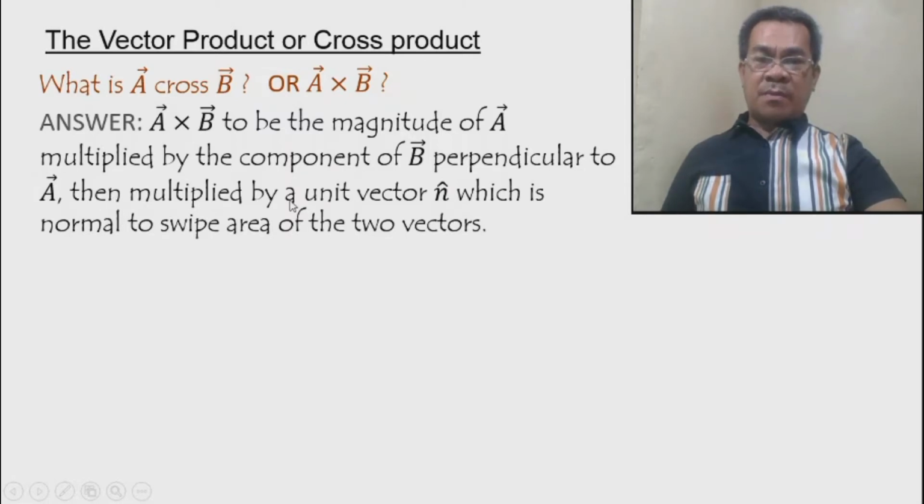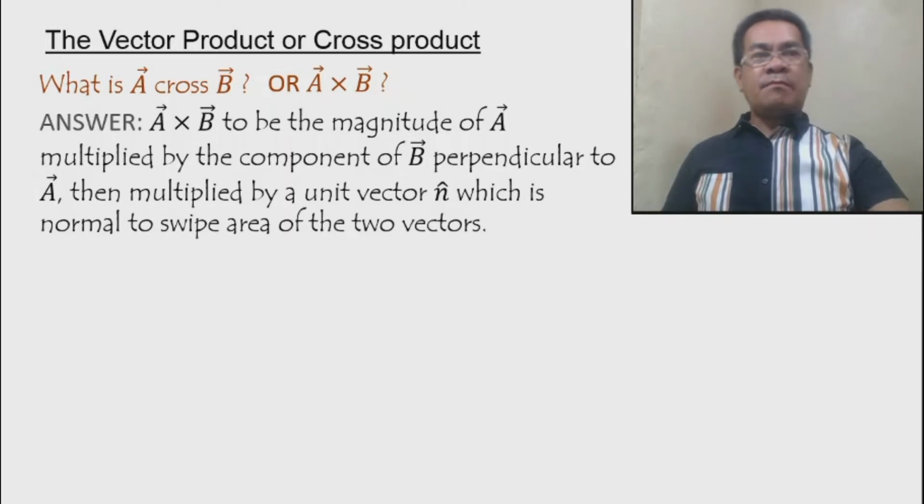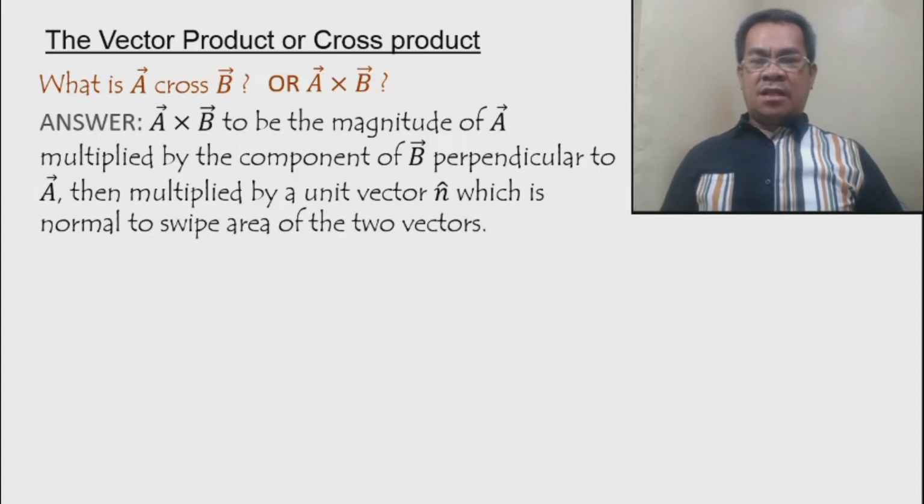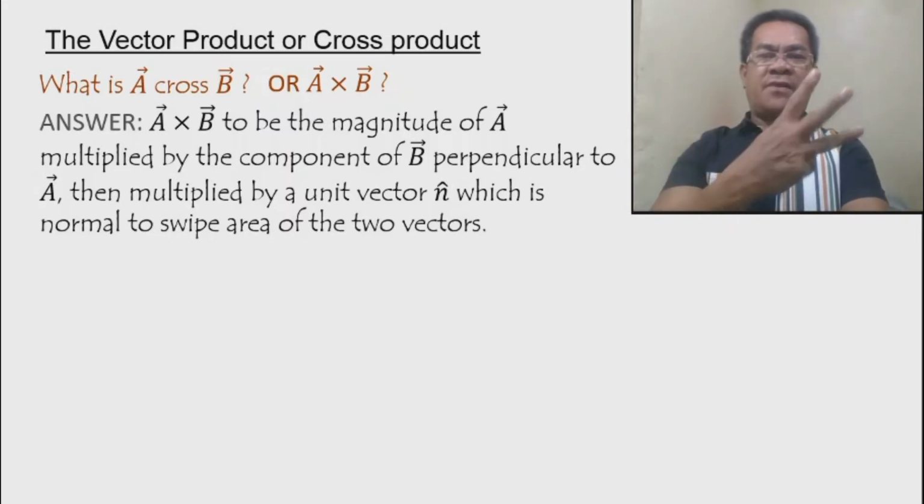Now, since this is a vector, we still have one factor to multiply. You have to multiply it by the unit vector n hat. n hat means the unit vector normal to the swipe area. This is the normal to the swipe area of the two vectors, because in this case the plane of the two vectors is laid on the plane, and it will rotate. So there must be a swipe area, and perpendicular to that will be the vector.